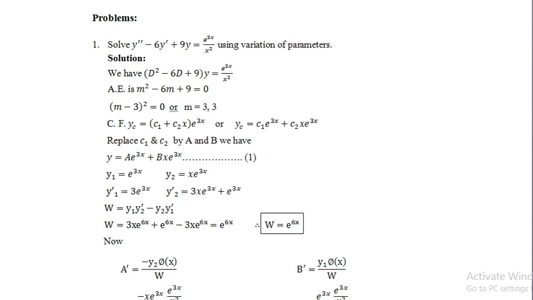Now for y2 dash, we apply the product rule of differentiation, keeping x as it is: the differentiation of e to the power 3x is 3 e to the power 3x, plus the differentiation of x, which is 1, times e to the power 3x. Now we calculate the Wronskian W equal to y1 y2 dash minus y2 y1 dash. So multiply y1 into y2 dash.